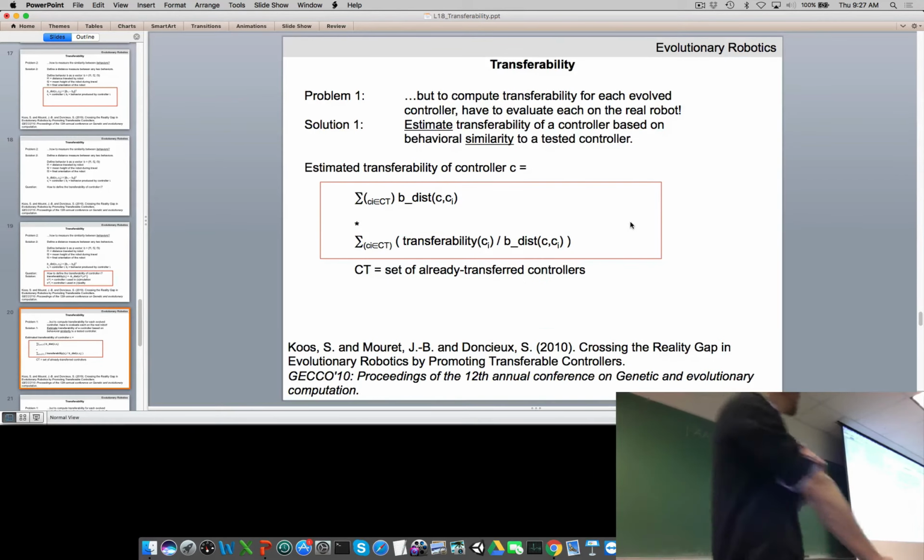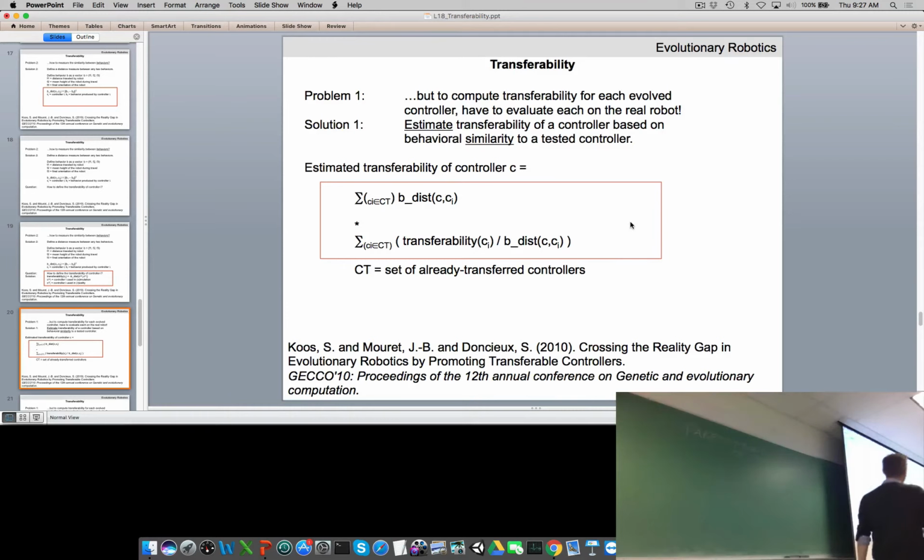Okay, how do we do that? Well, we'll take this equation a piece at a time. We're going to estimate the transferability of controller C using this equation here. We're going to assume that we have a growing set of already transferred controllers. So CT here is a set of controllers that we have sent from simulation to reality.